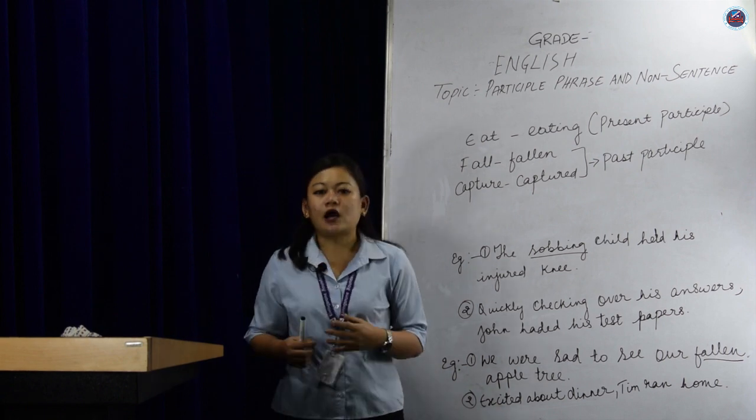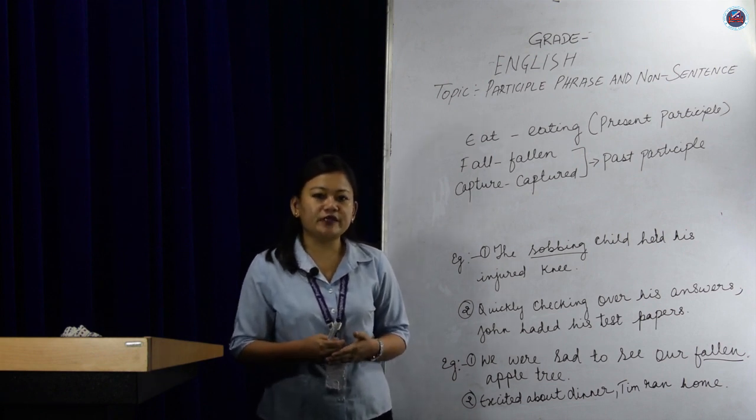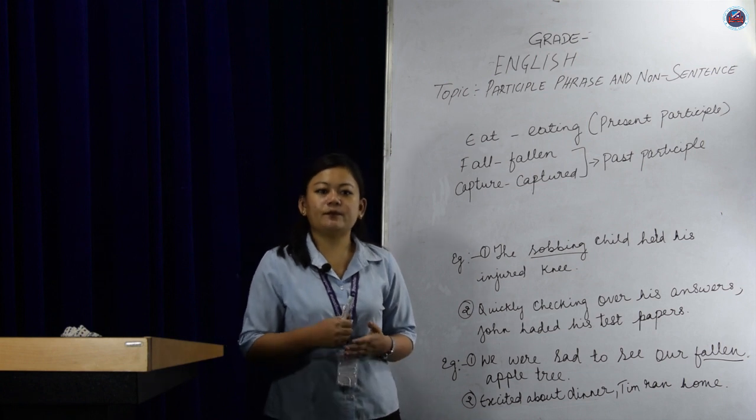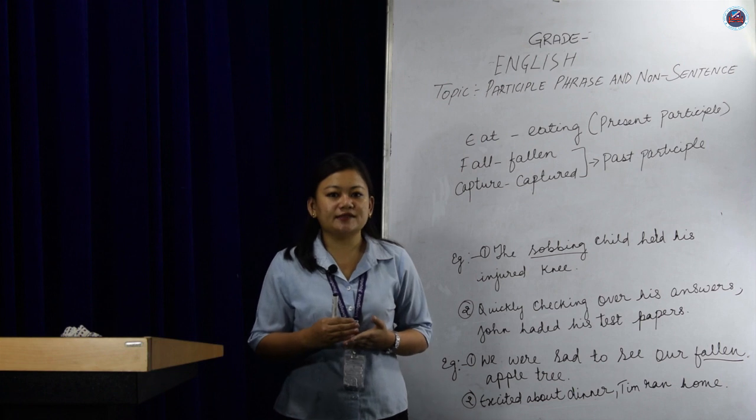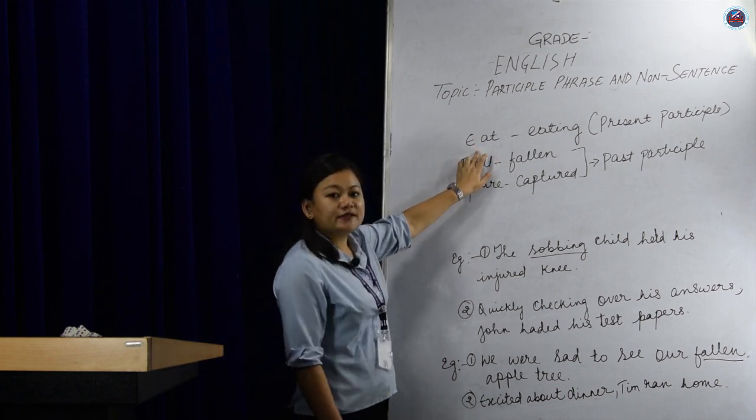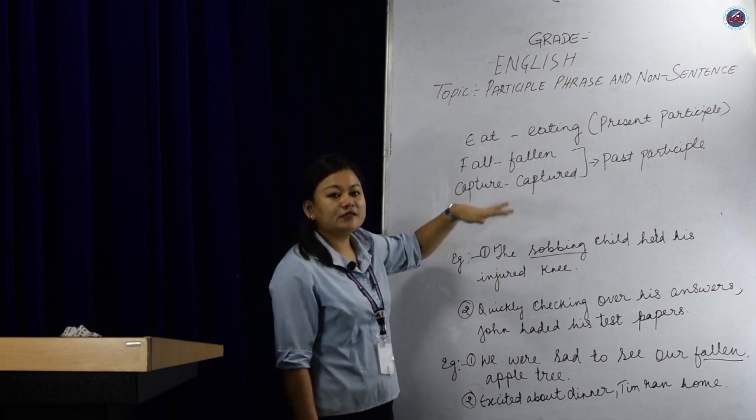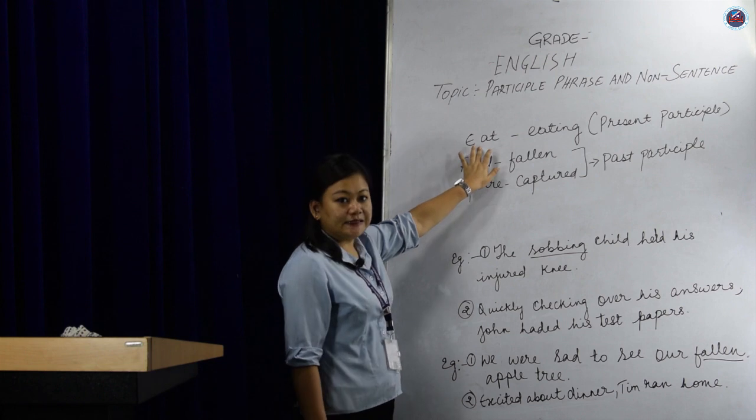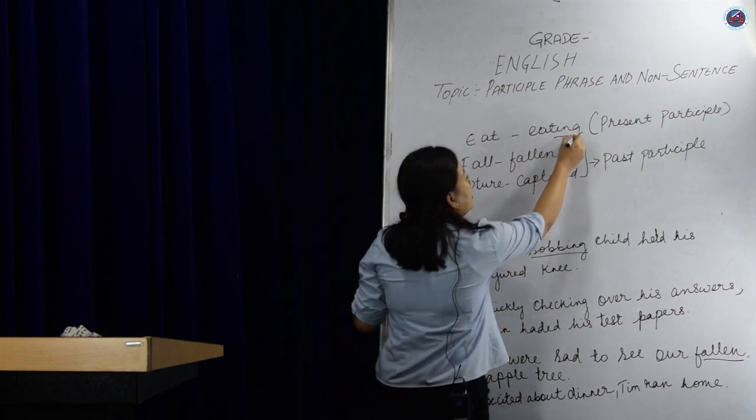So now, how do we identify a participle phrase? A participle phrase will begin with a present or a past participle. If a participle is present, it will end in ing. Example, eat is the base form of a verb. So the participle of it is eating, since it ends with ing.